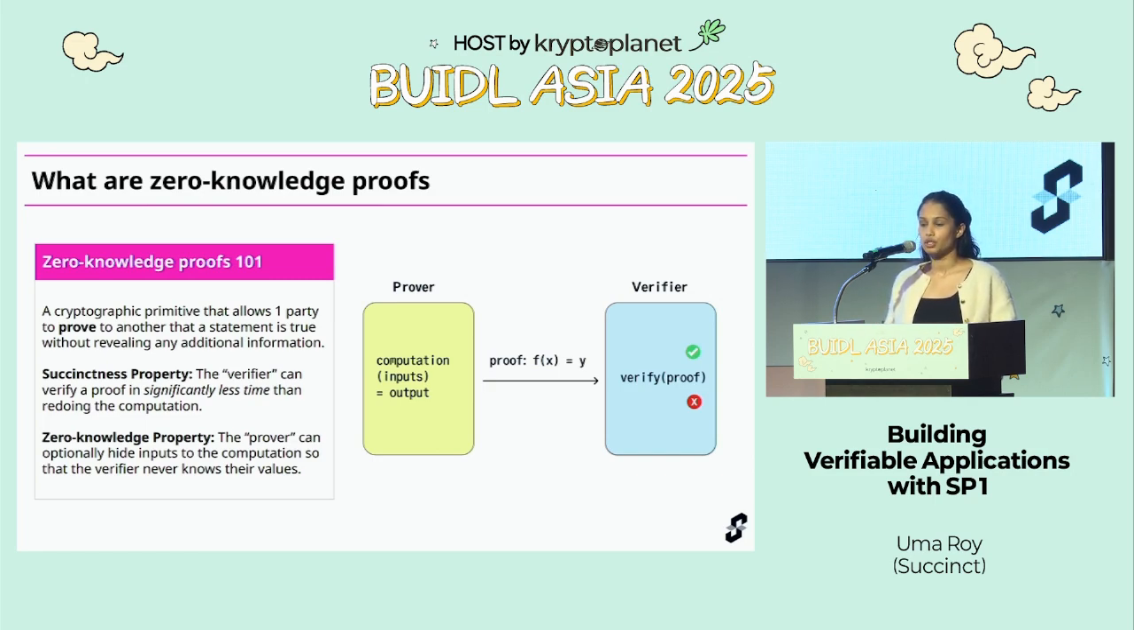And there's also the zero knowledge property, where some of the inputs optionally can be hidden. ZK is useful for the succinctness property for scaling blockchains, and the zero knowledge property is useful for privacy on blockchains, which come as public ledgers by default.